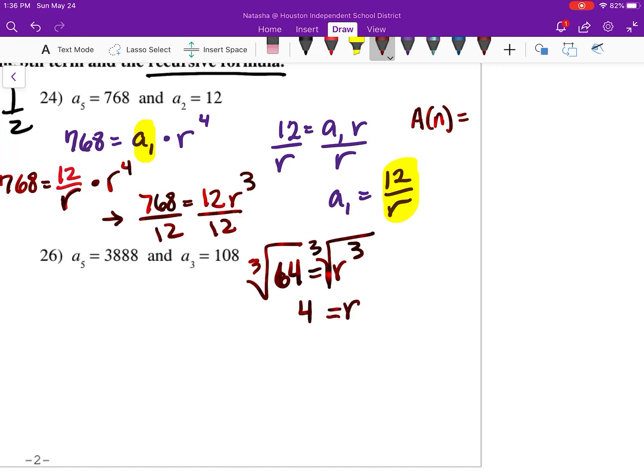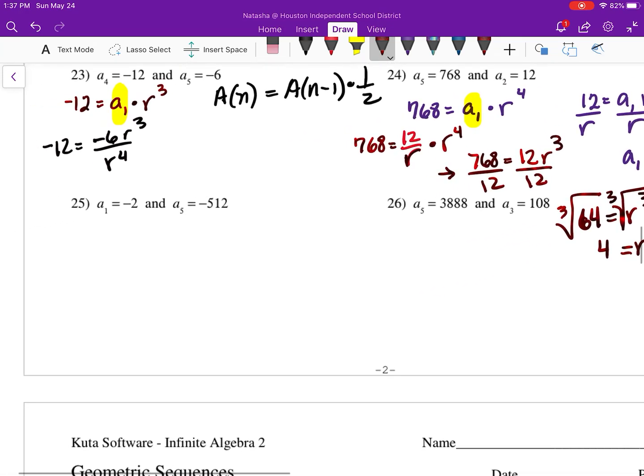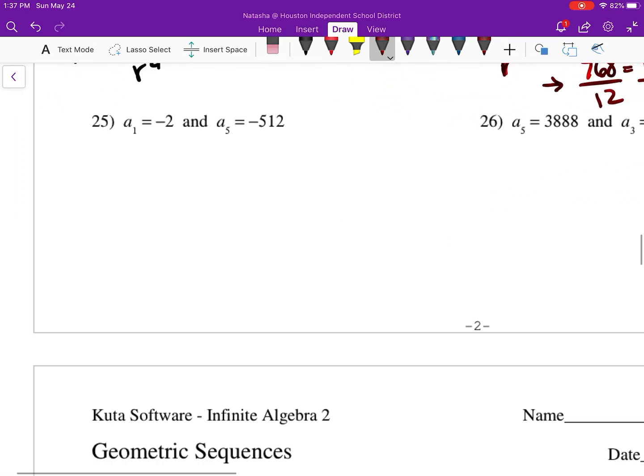So now I found my ratio, so now I'm going to write my recursive formula. So an is going to be equal to an minus 1 times our ratio of 4. And that is our answer for number 24. All right, let's go ahead and do 25. I would recommend that you try to do 25 and 26 on your own. See if you can get it while I work it through and then come back.